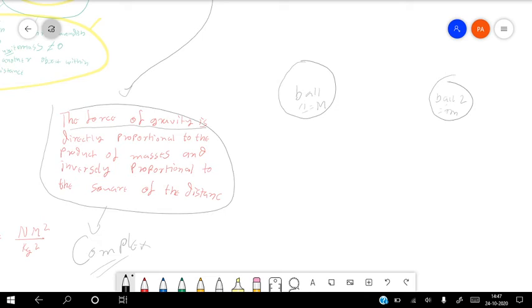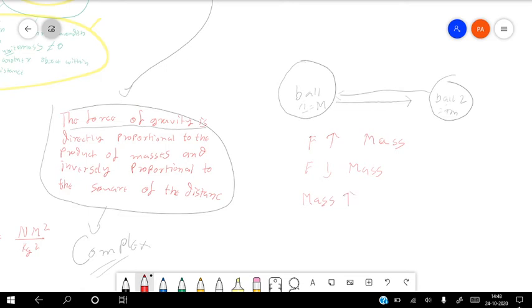Now, the force of gravity between these two balls. The force of gravity between these two balls is directly proportional. By directly proportional I mean if the force increases, the mass also increases, and if the force decreases, the mass also decreases. Or it can even be the other way around.